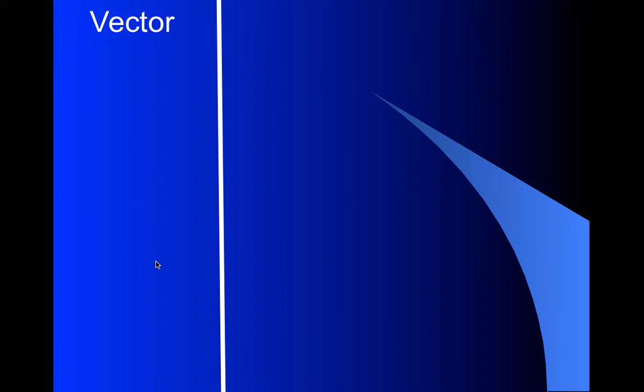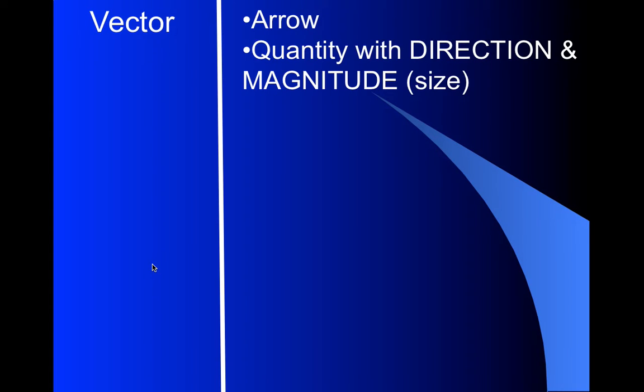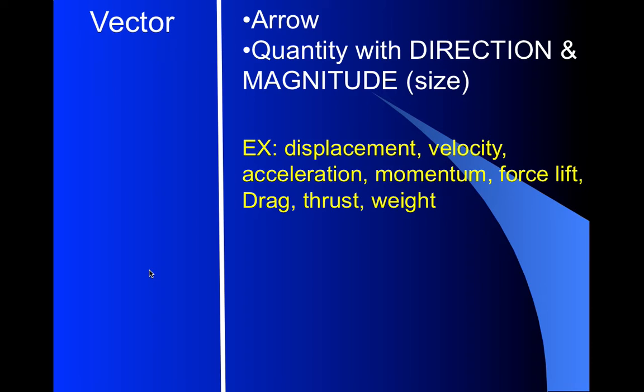Now, forces are a quantity with direction and magnitude. So we just described that forces can have magnitude and direction. If a quantity has both direction and magnitude, this is called a vector, and we denote it by an arrow. So if we have an arrow, it's showing a direction and a magnitude. For example, here are some vectors: displacement, velocity, acceleration, momentum, force, lift, drag, thrust, weight. There are more, but these are just a few.